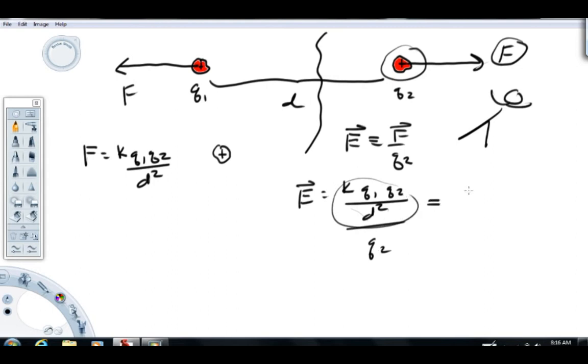This expression simplifies to K Q1 over distance squared. This is the expression for how electric fields are calculated around a point charge. The electric field is proportional to the charge creating it, and falls off with distance squared. So I'm going to take a moment now, clean up my picture, and go through an electric field example.